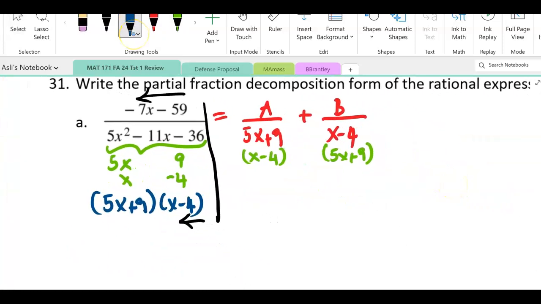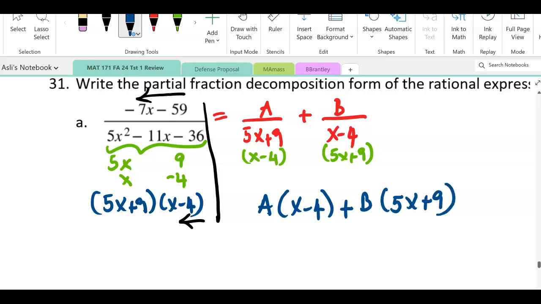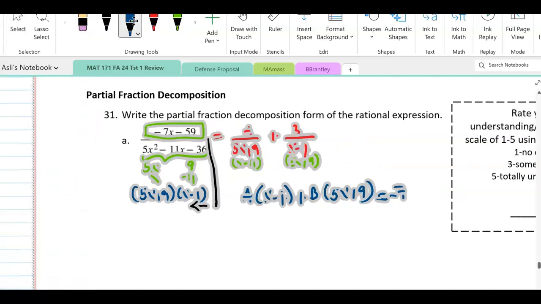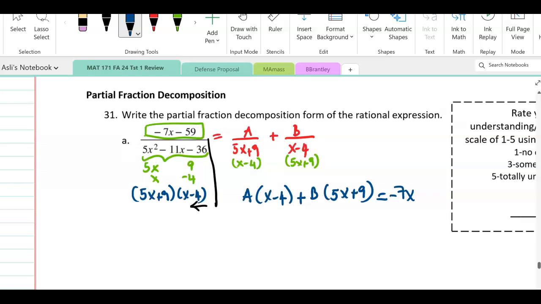So what will it be? A times x minus 4 plus b times 5x plus 9. This should be equal to the top of the value that we left here. The top of it, right here. This guy. So that should be equal to -7x minus 59.